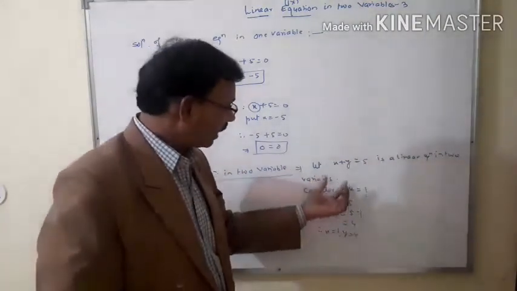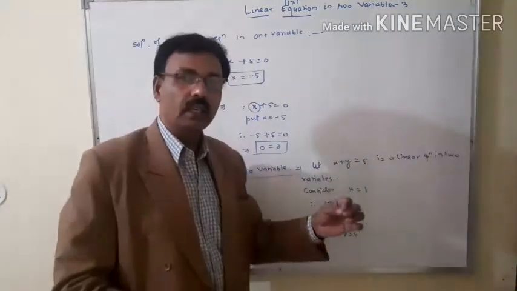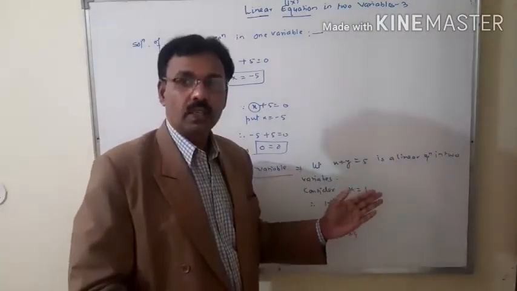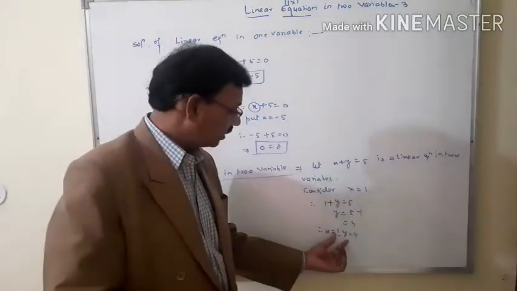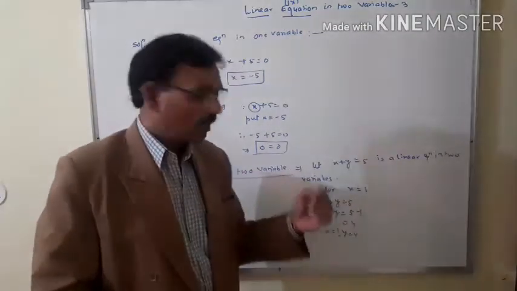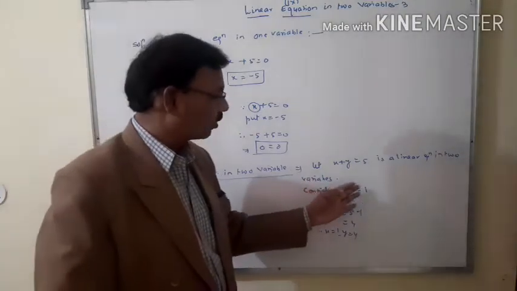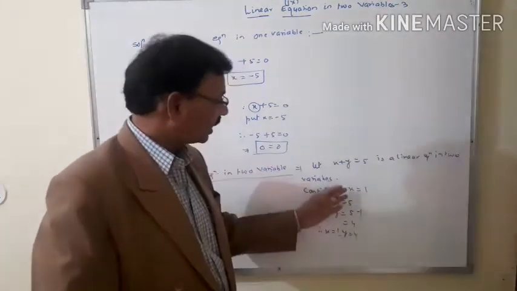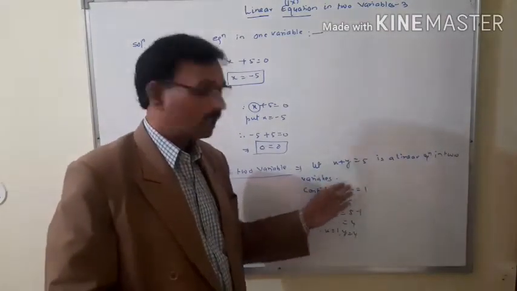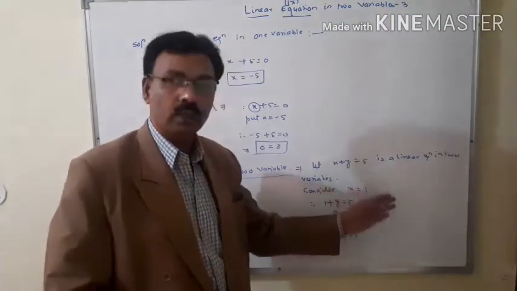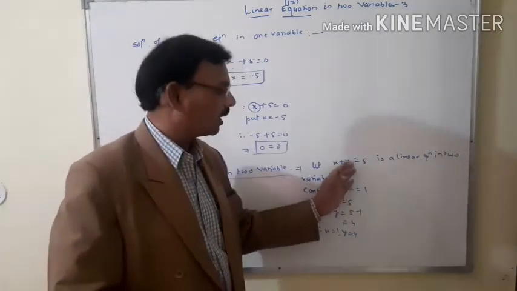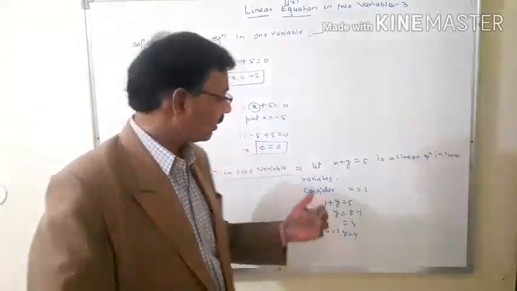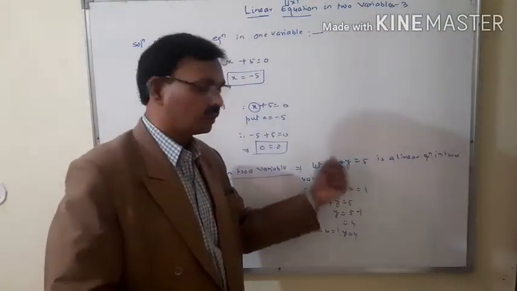But this type of solution, we can find an infinite number of solutions of a linear equation in two variables. There is no single solution of these equations. If we take x equal to 2, then we will find y equal to 3. If we take x equal to 3, then y equal to 2. If x equal to 4, then y equal to 1. If x equal to 5, then y equal to 0. That means there are infinitely many solutions.